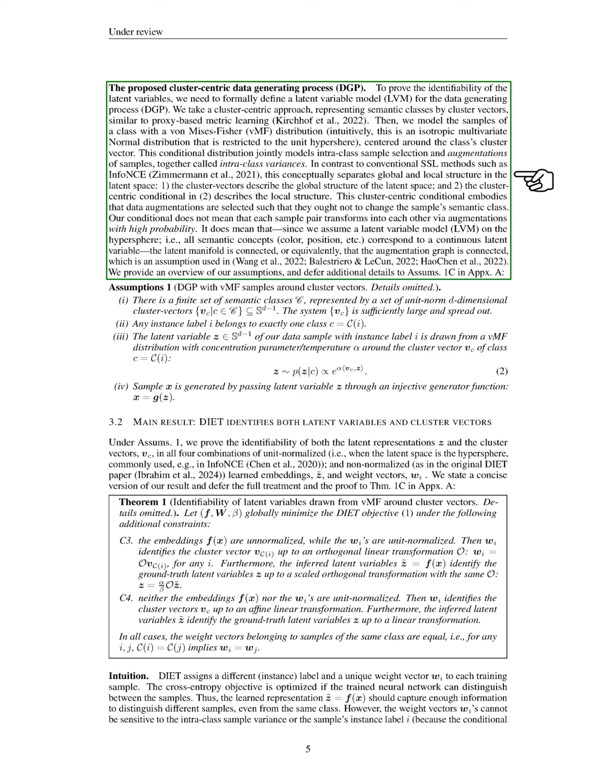This approach allows us to jointly model the selection and augmentation of samples within a class, referred to as intra-class variances. Unlike traditional self-supervised learning, SSL, methods like InfoNCE, our model separates the global and local structures in the latent space. The cluster vectors capture the global structure, while the cluster-centric conditional captures the local structure, ensuring that data augmentations do not alter the sample's semantic class.